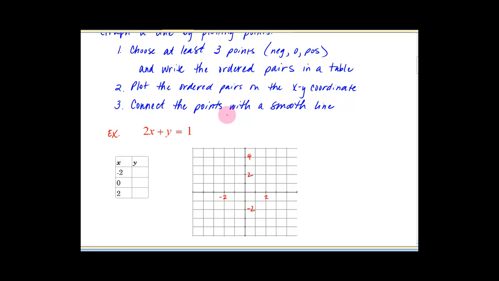Now you only have to have 3 points to make a line. I suggest you make 3. That way, in case something happens in the middle of your line, you have three good points. So it's a good idea to always have 3 points.